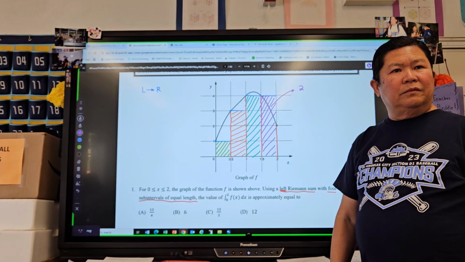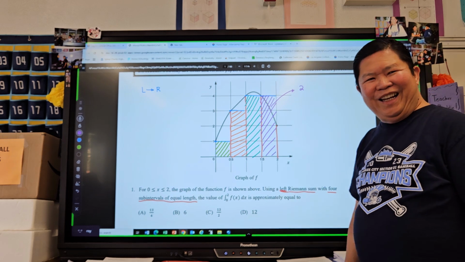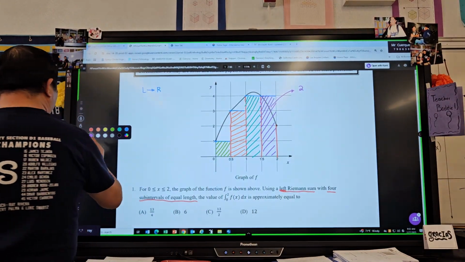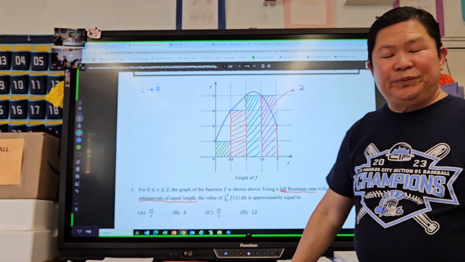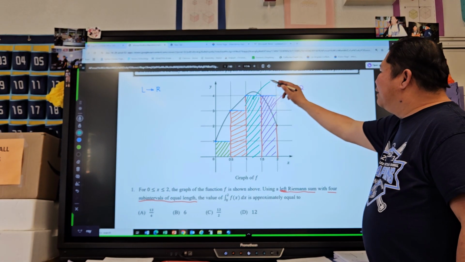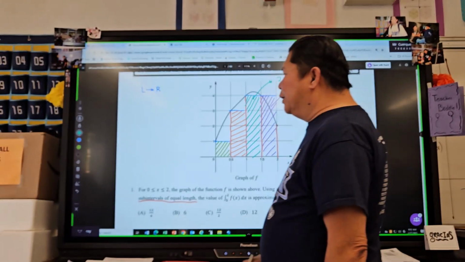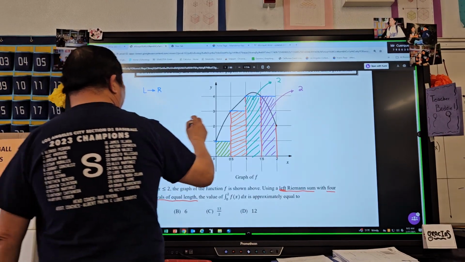Let's take a look at the blue-green. Is it blue-green? Whatever, okay? So, what's the area of that? Same thing? 2. You get me? Area is 2. Okay? Now, what's the area of the orange one? 1.5. Okay, the orange is 1.5.